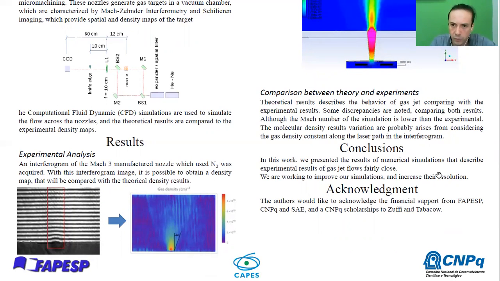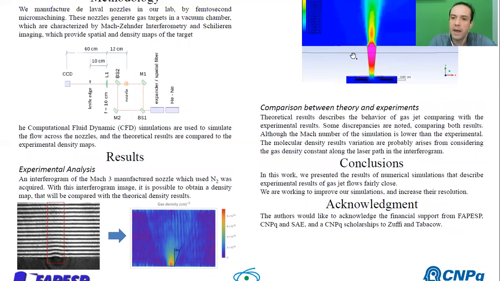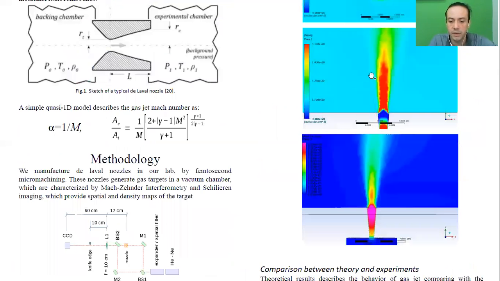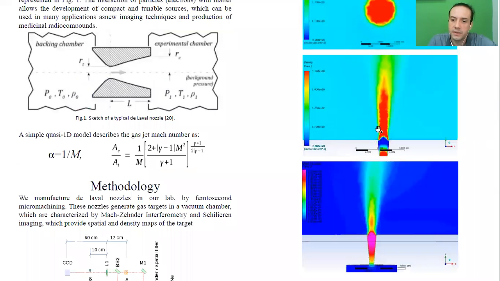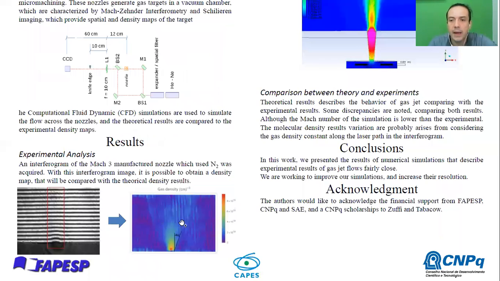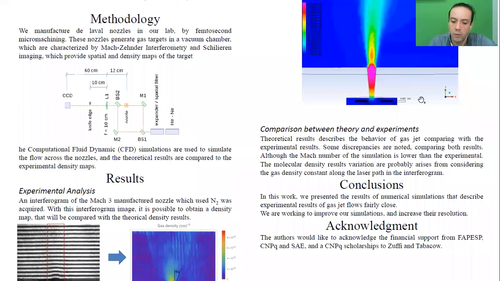Comparing the experimental and theoretical results, it's possible to verify that the simulations describe the behavior of the gas jet closely, mostly the Mach number and the density near the nozzle exit, about 100 micrometers. Although the experimental jet is more divergent than the theoretical one.